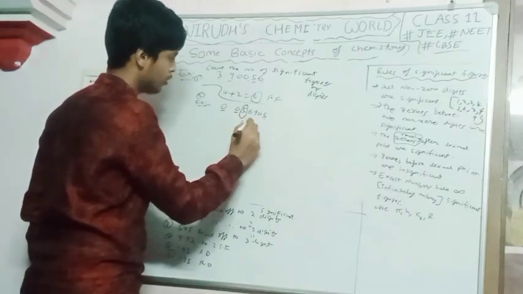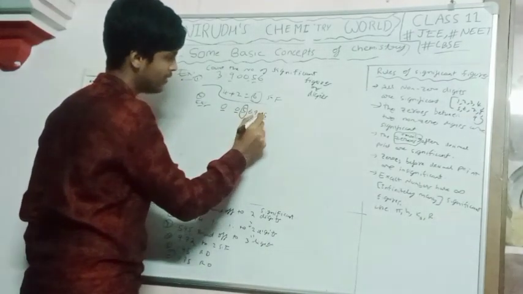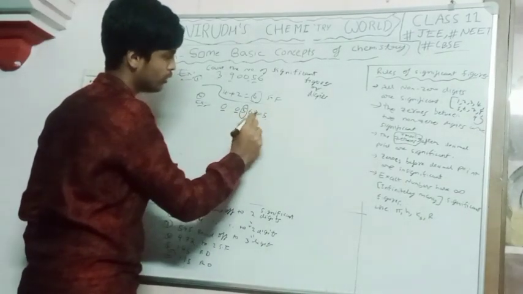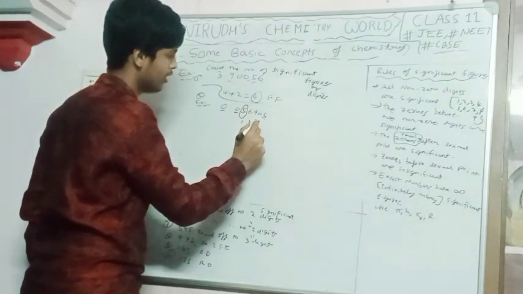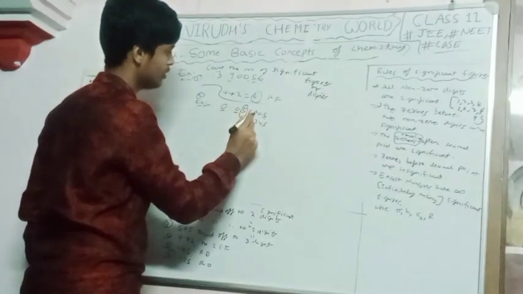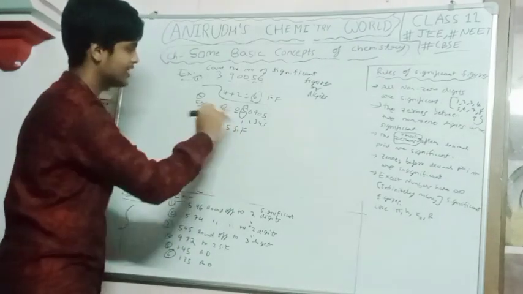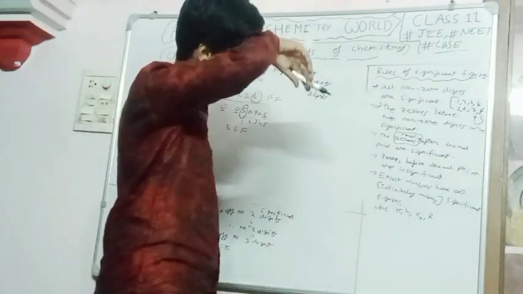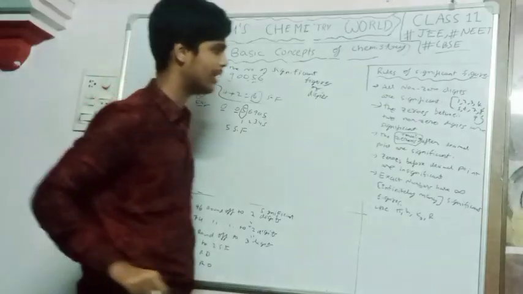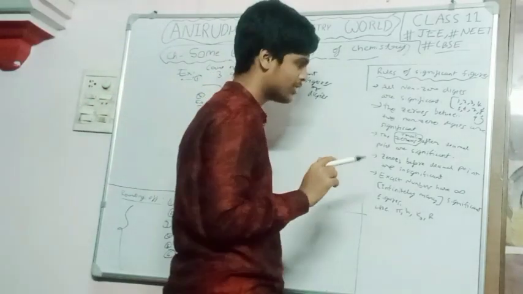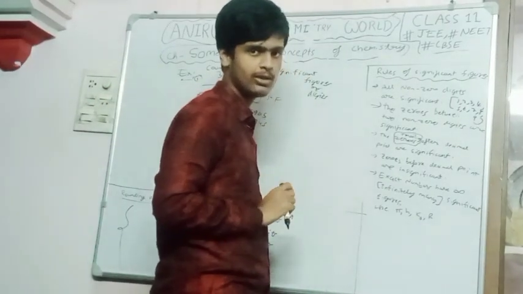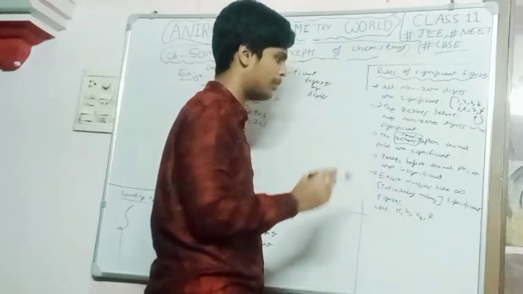Here 1, 2, 3, and the zeros between two non-zero digits are significant. So 3, 4, 5. 1, 2, 3, 4, 5. So 5 significant figures in this example. Now let us completely read this and we will do another question. They are simple questions. They may be asked in your board exams, not competitive exams.